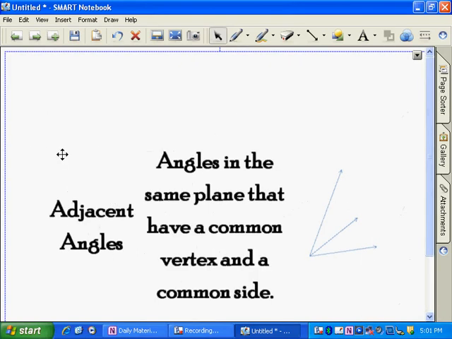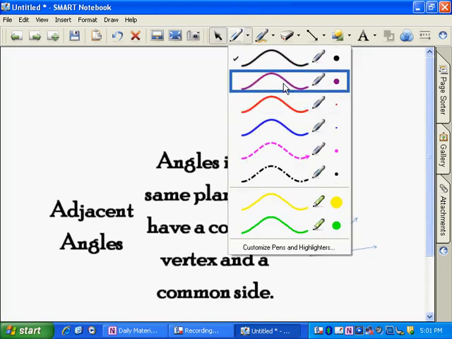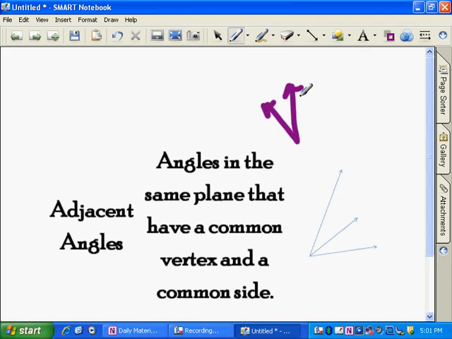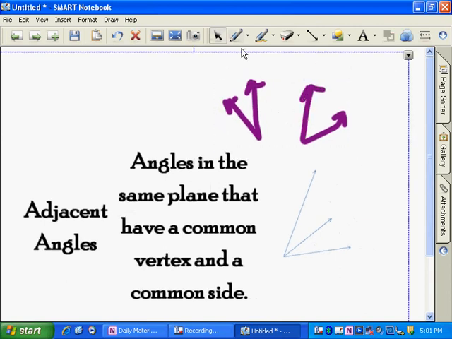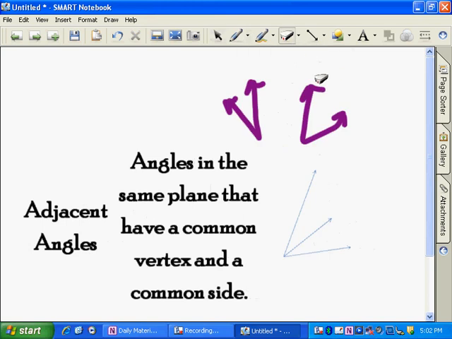Adjacent angles are angles that are in the same plane that have a common vertex and a common side. That sounds really fancy, but basically it's angles that are next to each other. But they have to have a common side. And what that means is, here is an angle right here, and here is an angle right here. Well, they're not really next to each other. They're not adjacent to each other. They may seem like they're near each other, but they're not adjacent because they don't have a common side. Now, if I fixed it so that, sorry, I was trying to move it, but it's not working. If they shared a common side, then they would be considered adjacent because they have to share a common side. Okay?